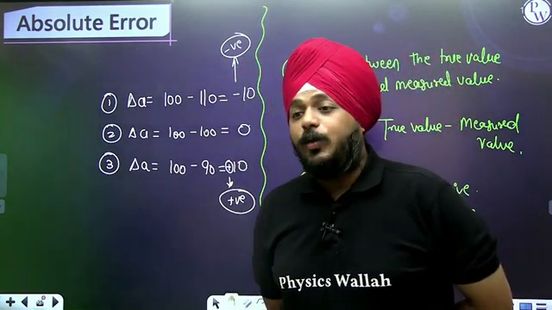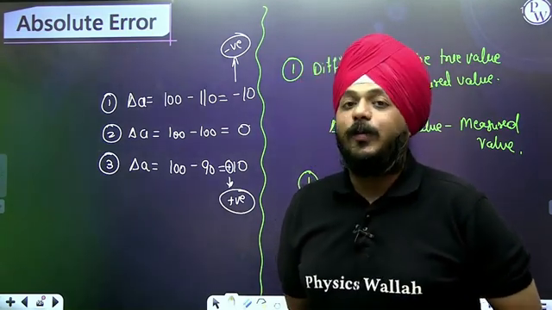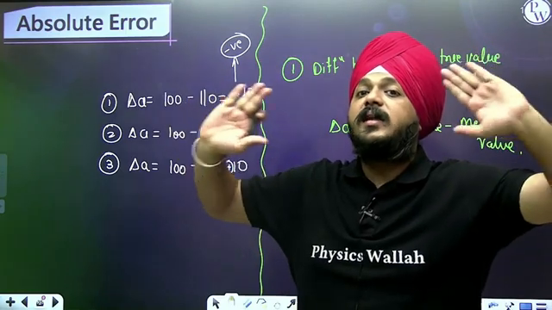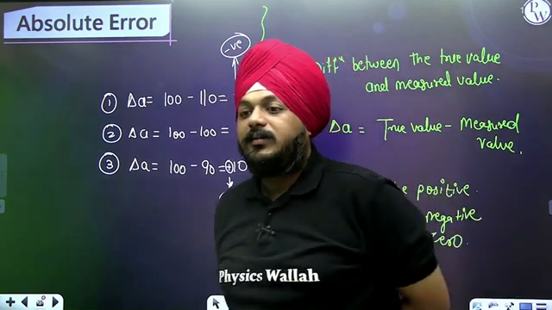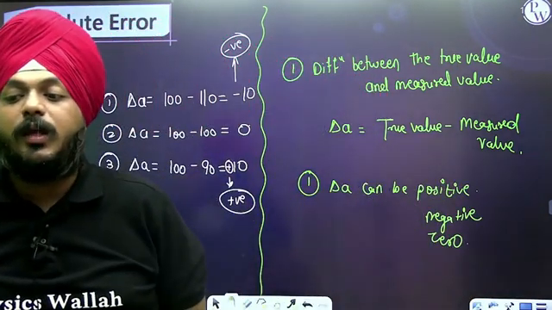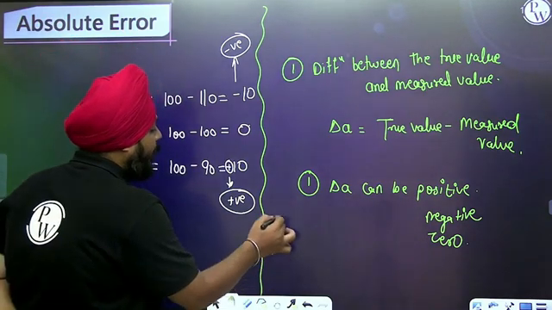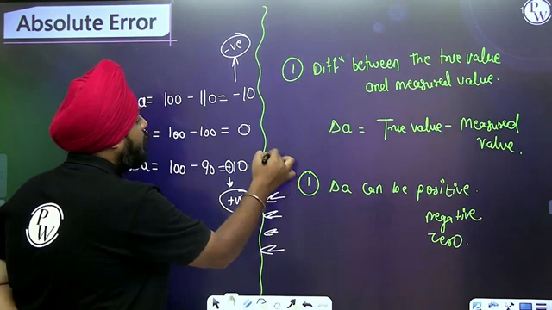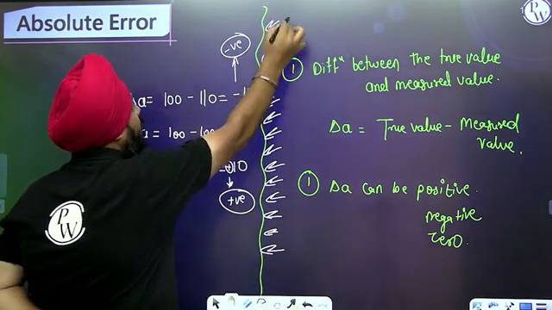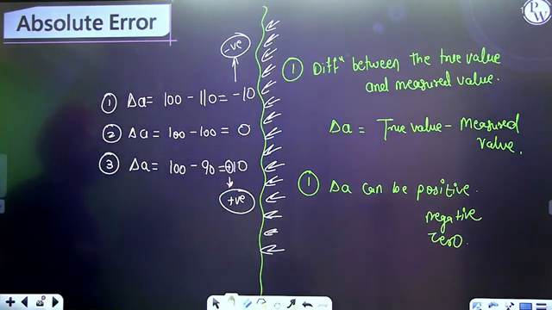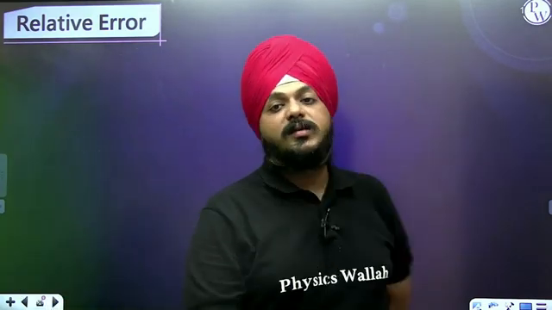But when absolute error is calculated and the final percentages are evaluated, then errors are always positive. This is a note that you all have to keep in your mind. So this is the concept of the absolute error, the difference between the actual value and the measured value.